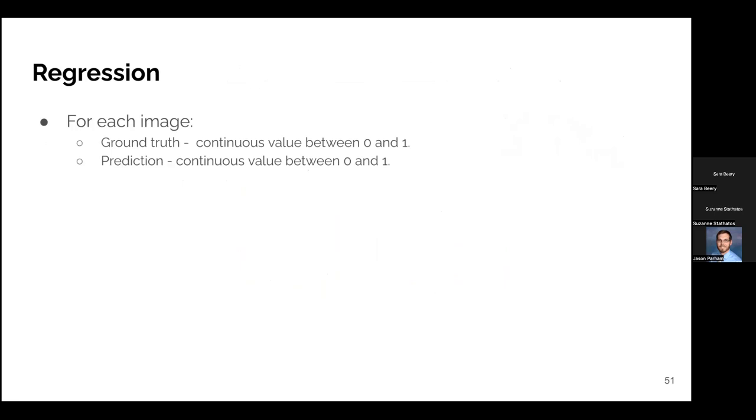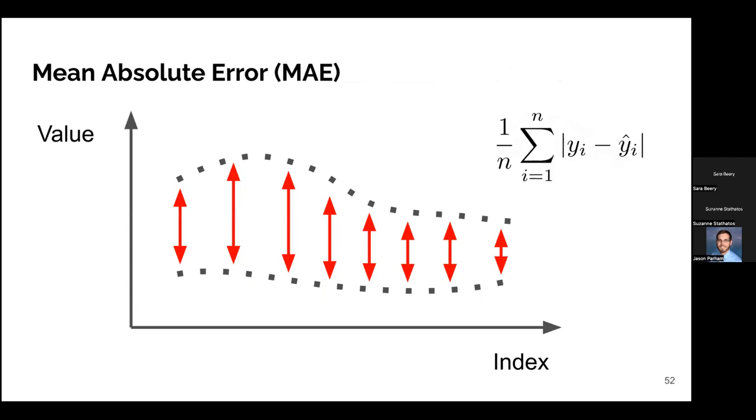In regression, the problem setting is that you have, as a ground truth, a continuous value between 0 and 1, and the prediction is also a continuous value between 0 and 1. Okay, so we just saw this mean absolute error. It's not only the prototype for how to compare continuous objects, but it's also a totally fine metric in its own right on regression problems. So if you're predicting temperature over the month and you have the ground truth temperature over the month, this is a perfectly good way to compute your accuracy on that prediction task.